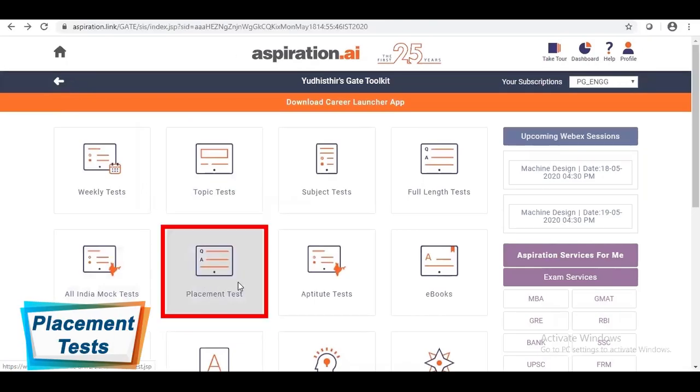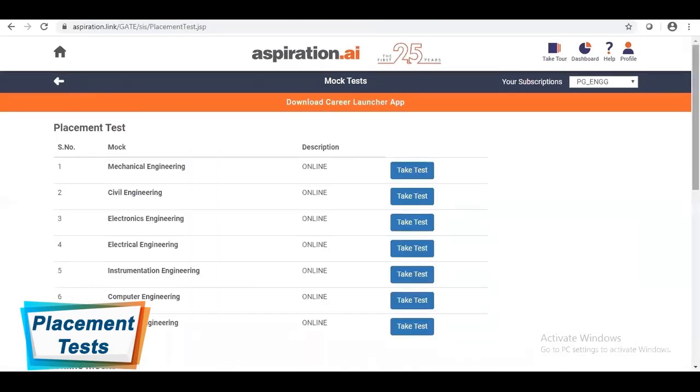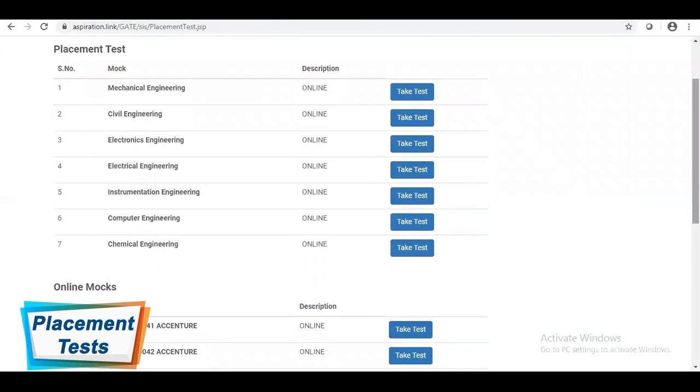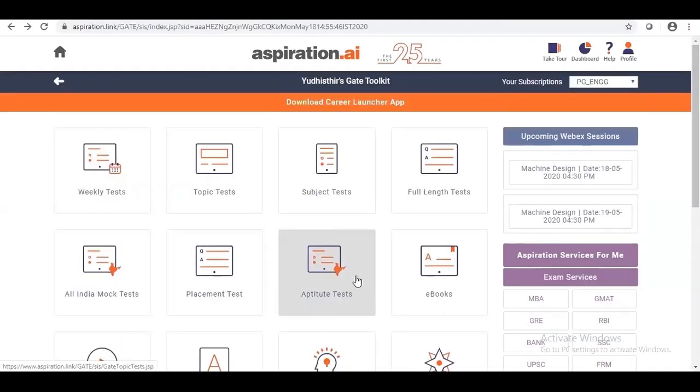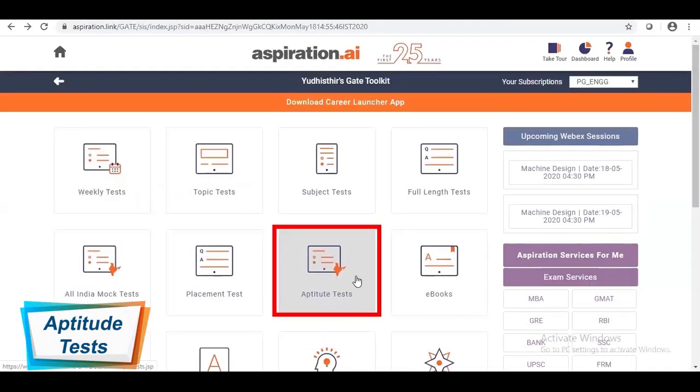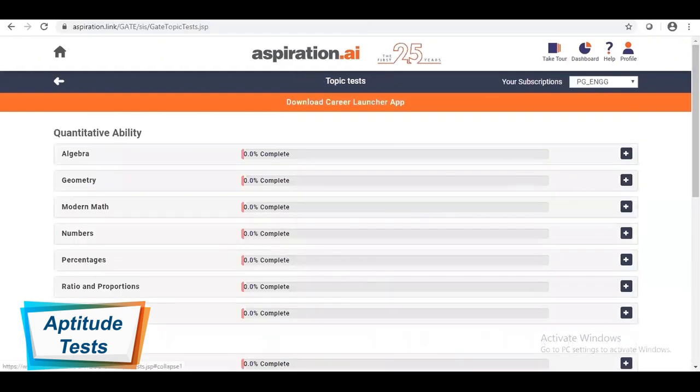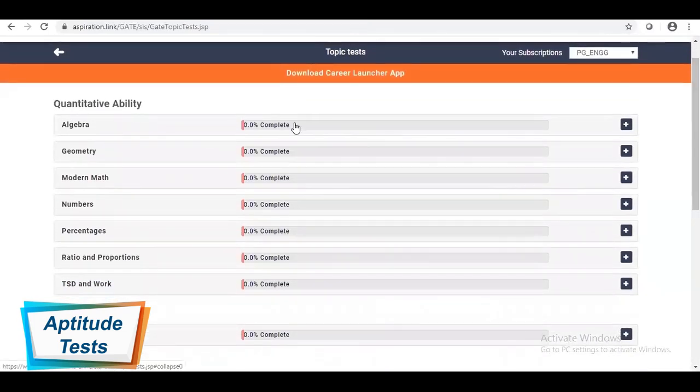When you talk about placement test, if you are targeting college placements, campus placements, this will help you a lot. When you talk about aptitude test, there are over 1,000 plus questions on every section of the aptitude test. You can explore that.